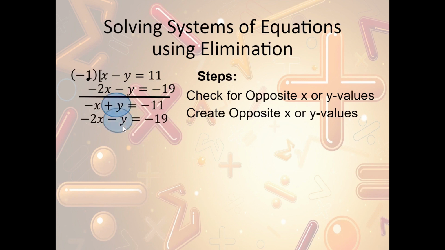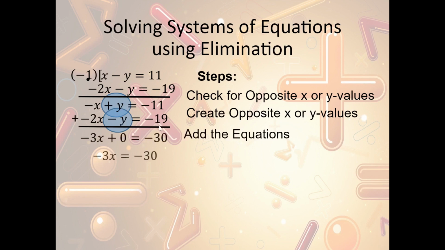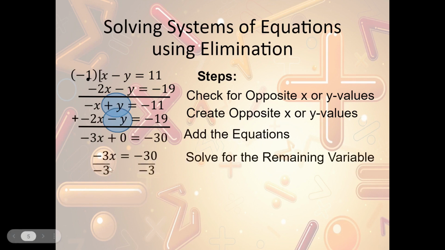So now we just follow the steps we did previously. So then we're going to add the equations together. And we get negative x and negative 2x is negative 3x. These cancel out. And we get negative 11 plus negative 19 is negative 30. So we have negative 3x is equal to negative 30. Now we just solve. So we divide both sides by negative 3. And we get x is equal to negative 30 divided by negative 3 is positive 10. So there's our x value.